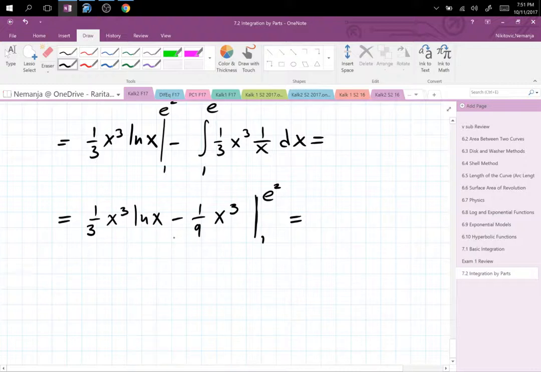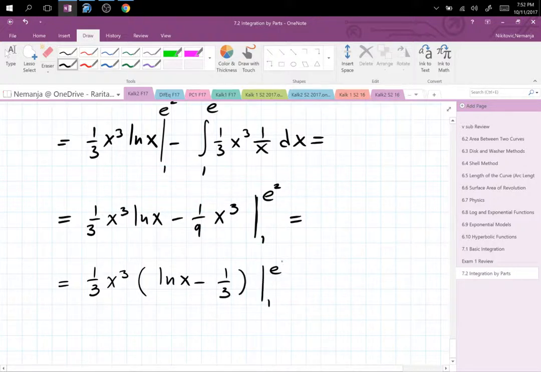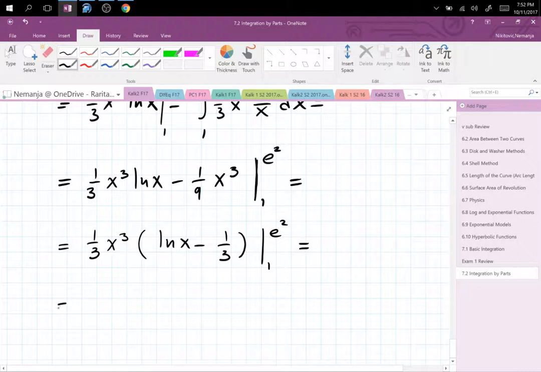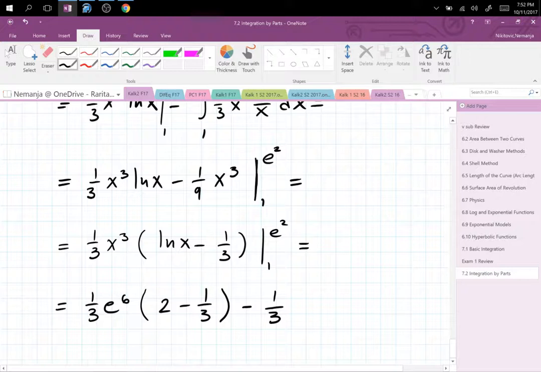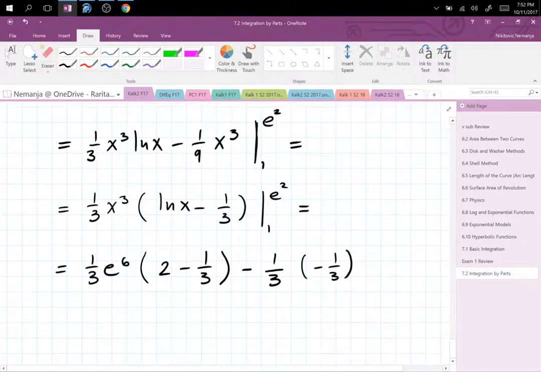So now, what can I factor out? I can factor out 1/3 x cubed, and what's left is ln x minus 1/3, computed from 1 to e squared. Nice. When I plug in e squared, I get 1/3 e to the 6, and then ln e squared is just 2 minus 1/3. And then minus, when I plug in 1, I get 1/3 times negative 1/3, because ln of 1 is 0.